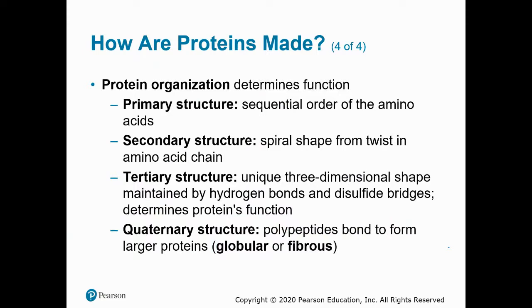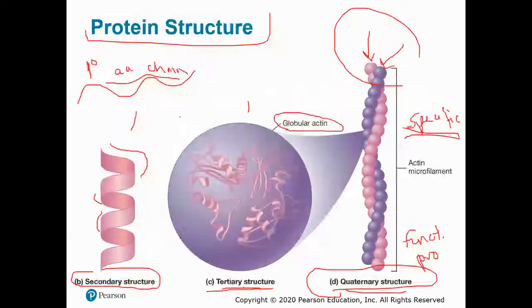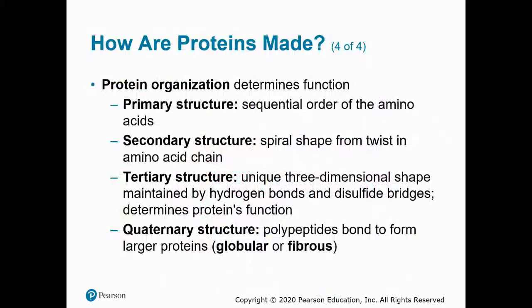How are proteins made? Again, the primary structure, secondary, tertiary, and quaternary. I kind of showed you that here. Primary structure is just the amino acid chain in their specific order. Secondary structure, we start to see the twists in the amino acid chain. Tertiary structure, we start to see a 3D shape, and more of those disulfide bridges. And it's really at this point that we start to determine the function of the protein.